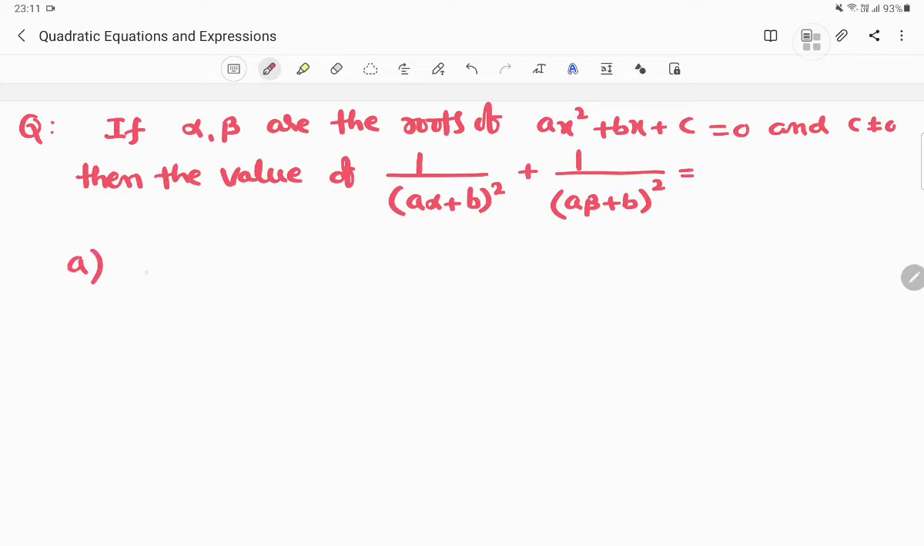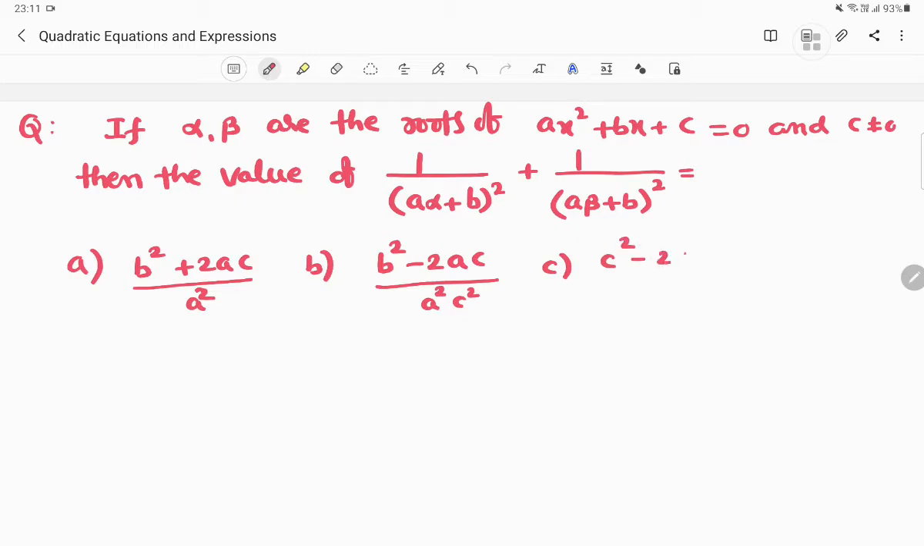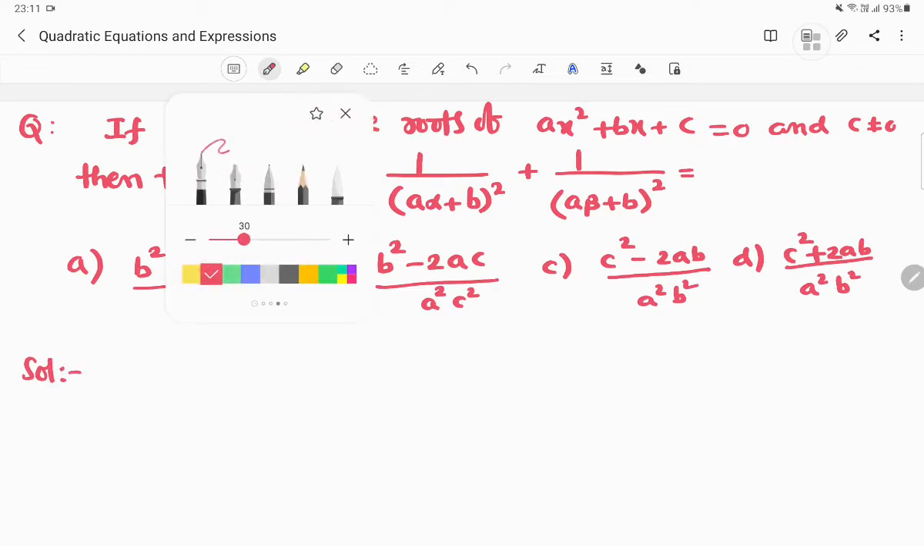Options: a) b square plus 2ac divided by a square, b) b square minus 2ac divided by a square c square, c) c square minus 2ab divided by a square b square, d) c square plus 2ab divided by a square b square. So how to deal with this type of problems? Listen carefully.